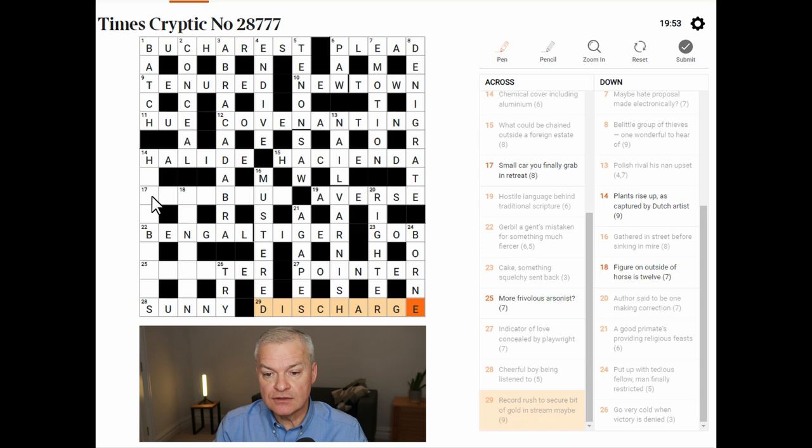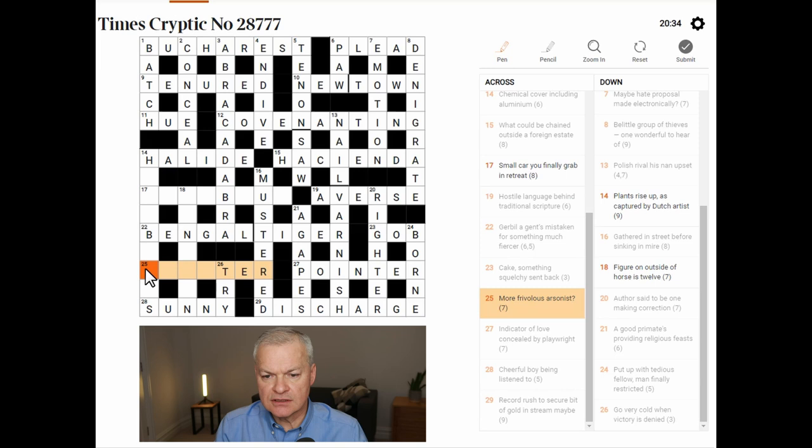We've got a U for 17 across. Small car. U finally grab in retreat. Retreat could be a reversal indicator. But if the definition is small car, what is the word? What ends you something? And retreat also in crossword world can mean den or lair. None of those are giving an answer.